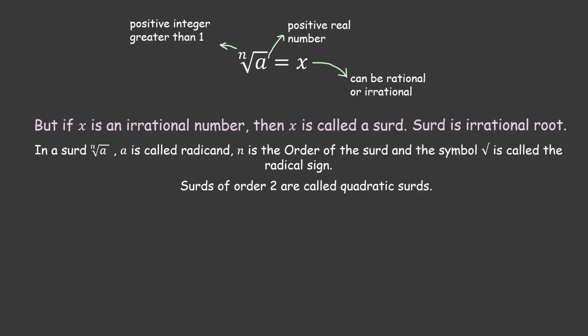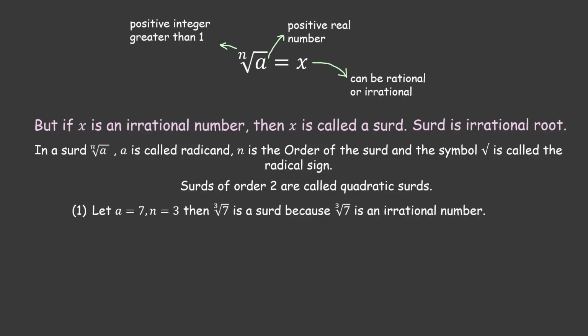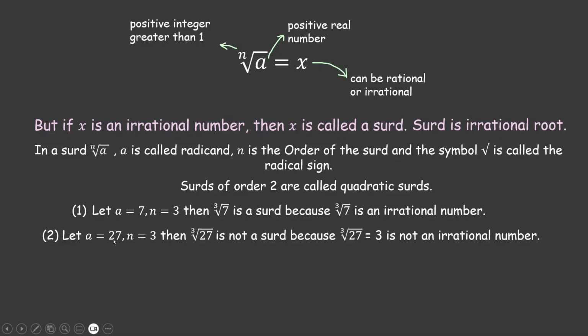Surds of order 2 are called quadratic surds. So basically, if we take square root of any positive rational number and we get an irrational root, then those are called quadratic surds. Let us understand this better through some examples. If a is 7 and n is 3, then cube root or third root of 7 is a surd because cube root of 7 is an irrational number. If a is 27 and n is 3, that is cube root of 27. This is not a surd because cube root of 27 is 3, which is not an irrational number.